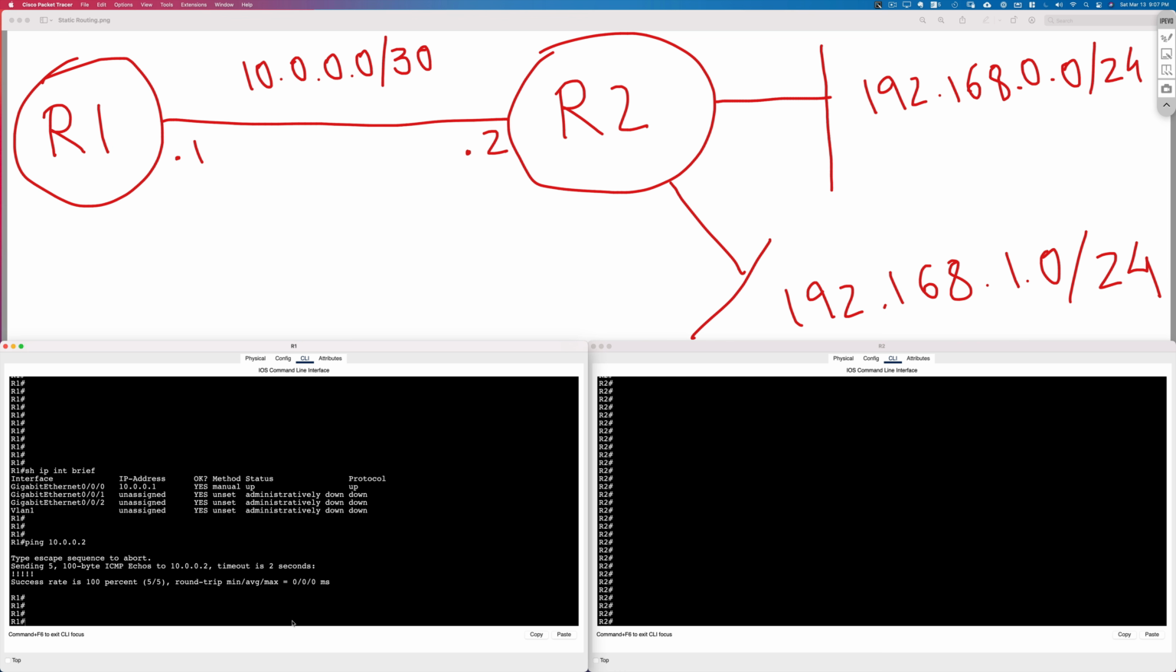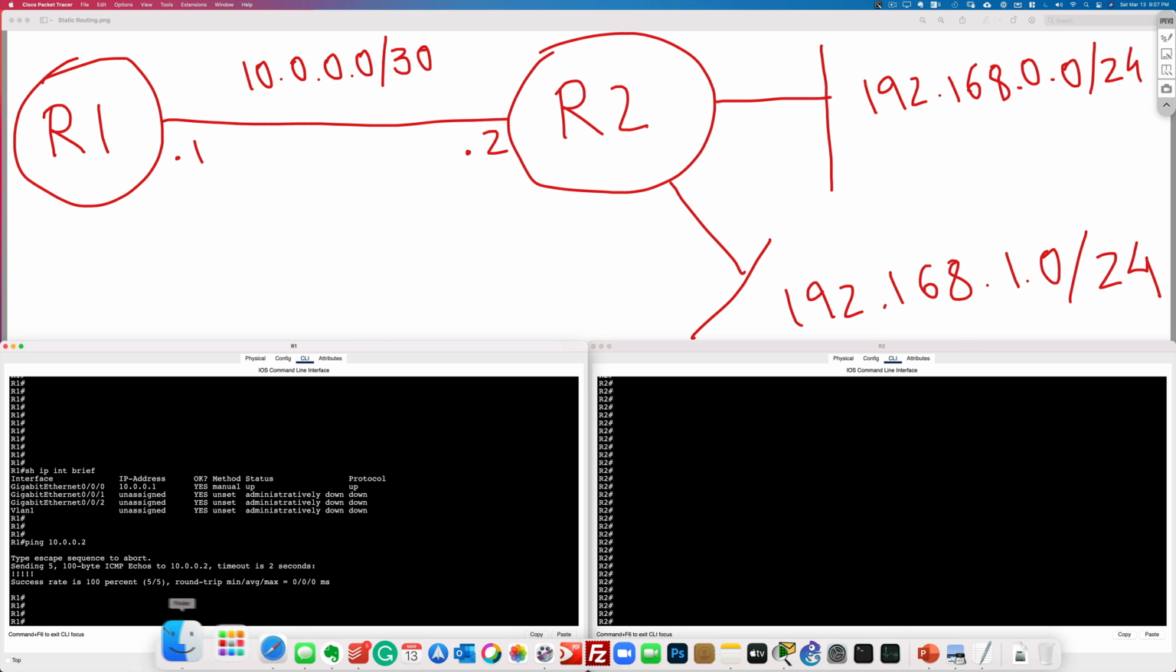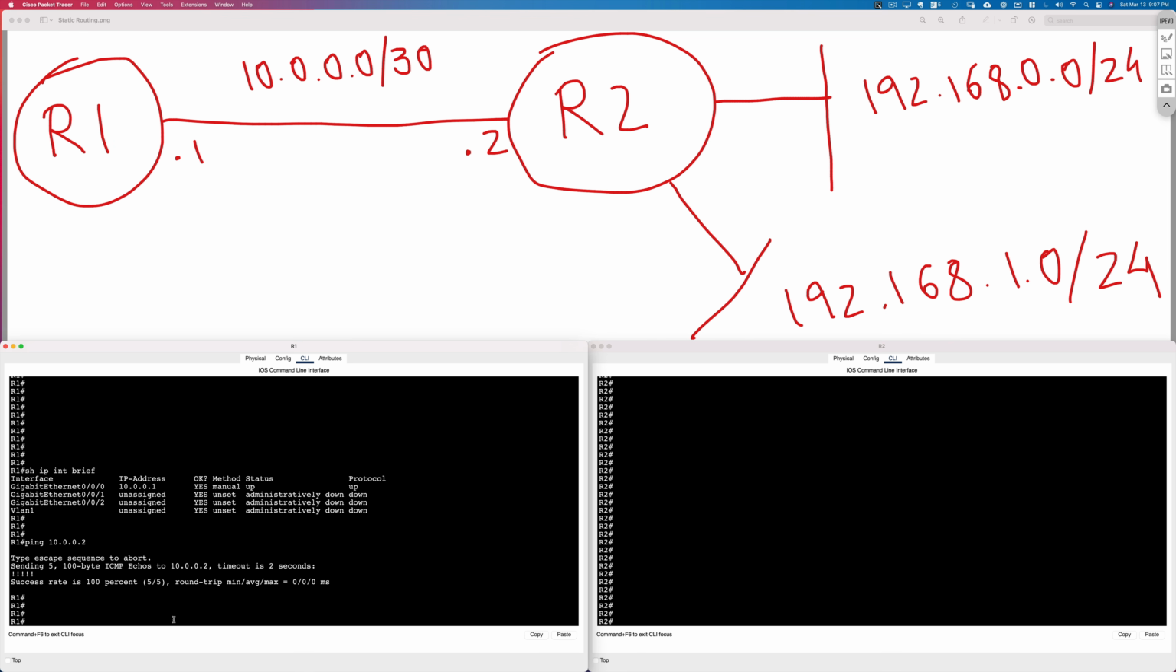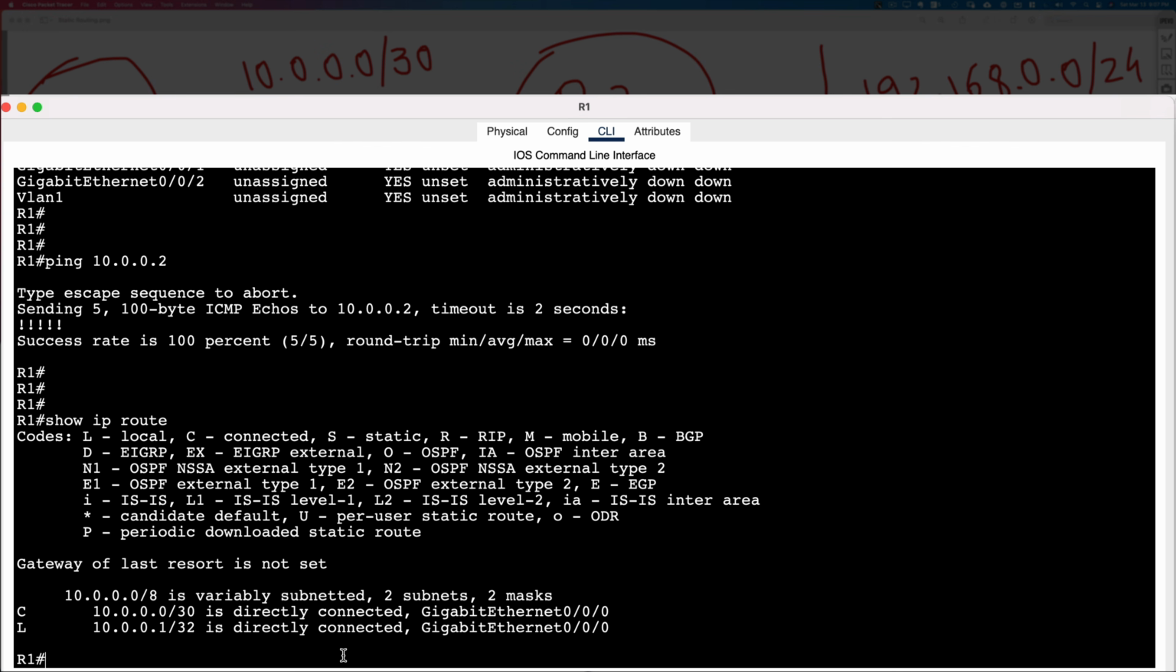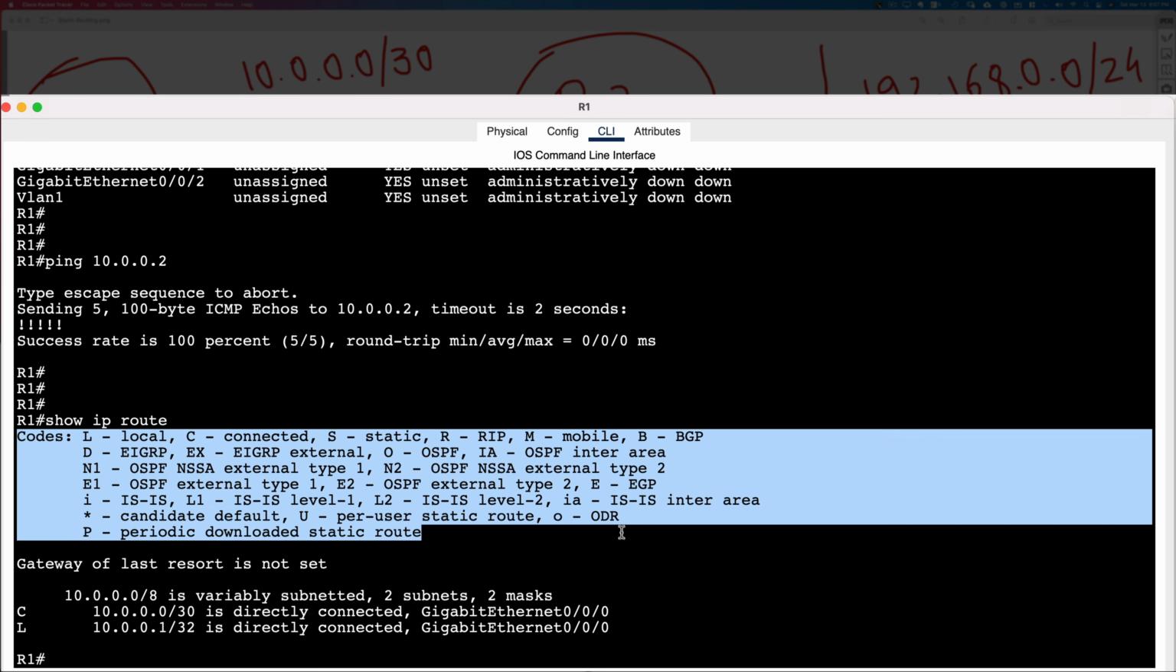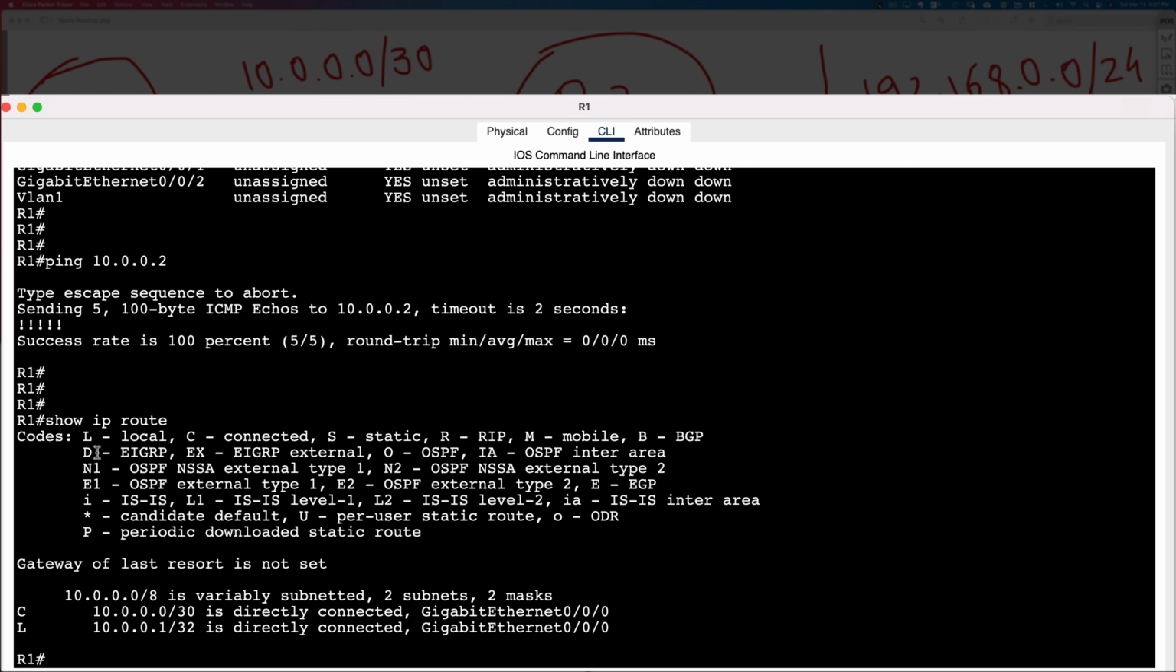192.168.0.0/24 and 192.168.1.0/24. Two separate subnets behind its LAN. Now router 1 by default is not going to have the ability to see those routes. To verify that, we'll look at show IP route. This is the routing table.